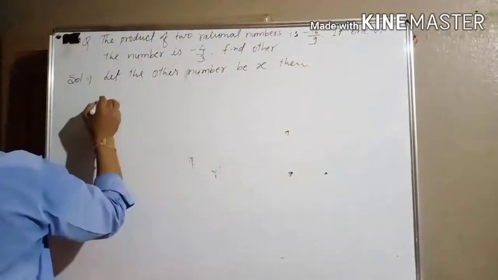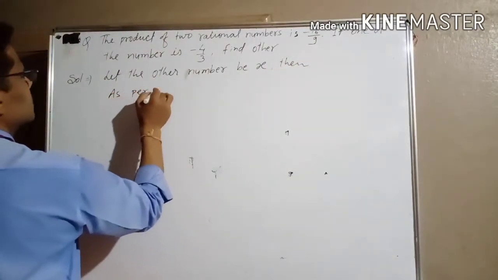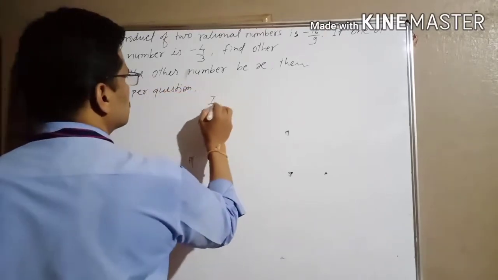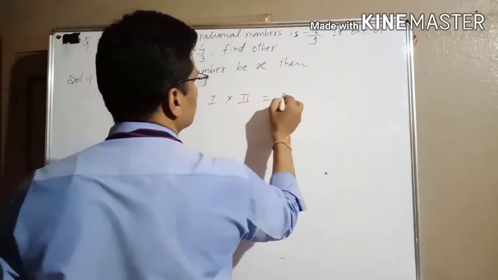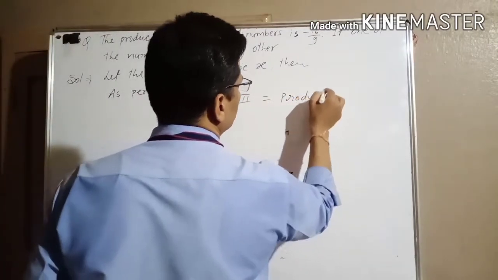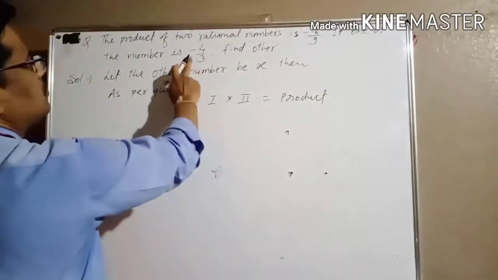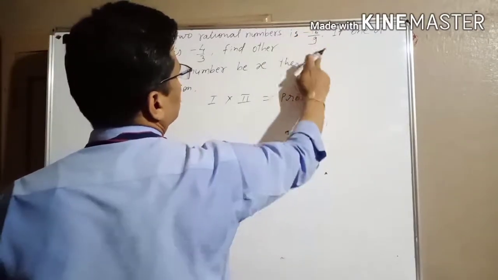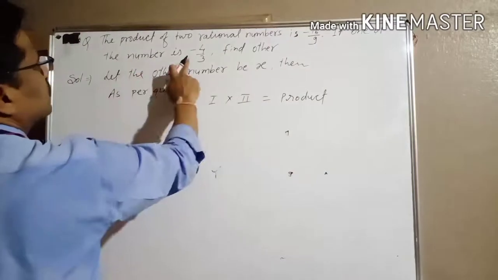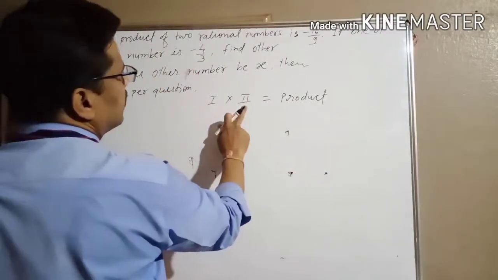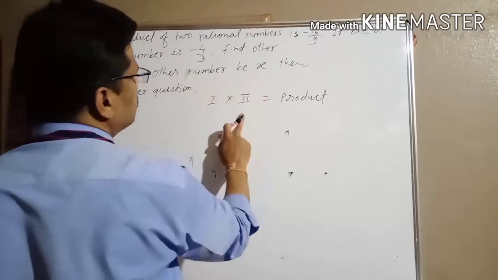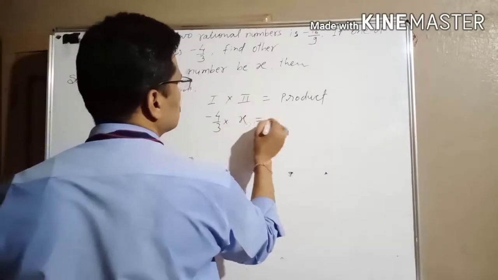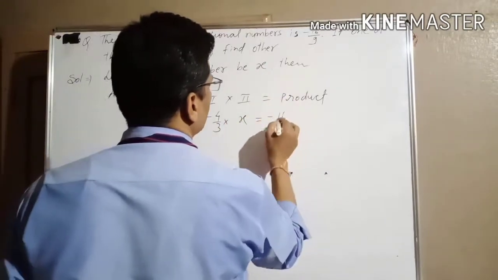Then you can write here. Same concept we will use. If first number multiplied by second number, what do we get? Product. Their result is called a product. Here also what is the first number? Minus 4 upon 3. And the product of two numbers is minus 16 upon 9. So in place of product, we write minus 16 upon 9. And in one number we write minus 4 upon 3. And in place of the other number, we will write x.